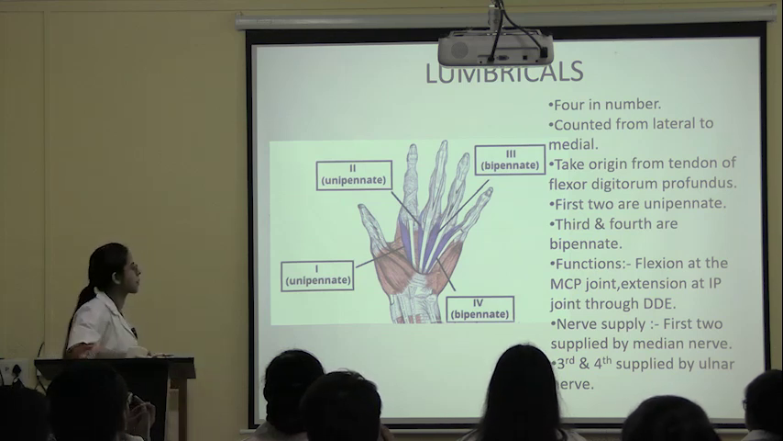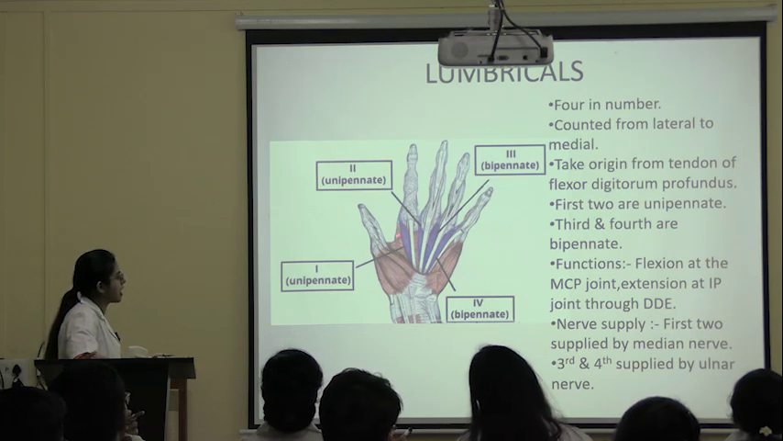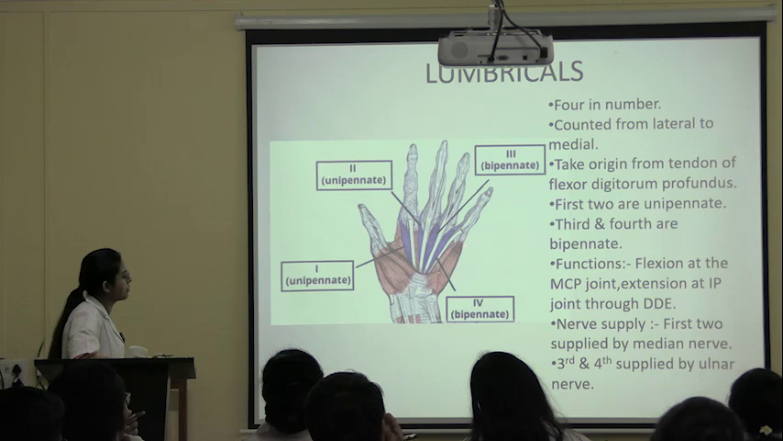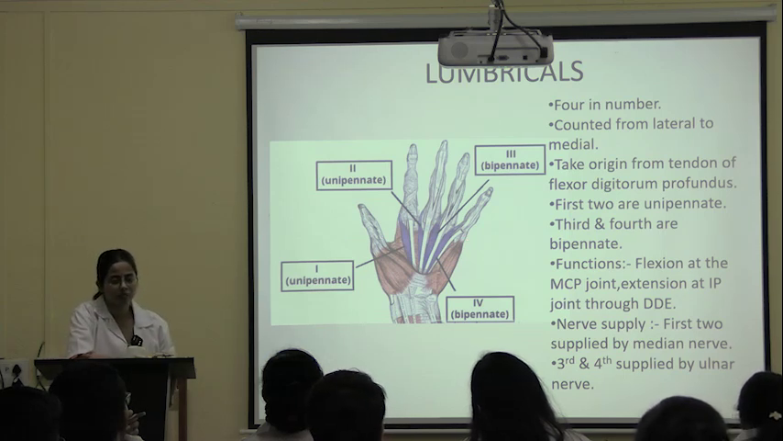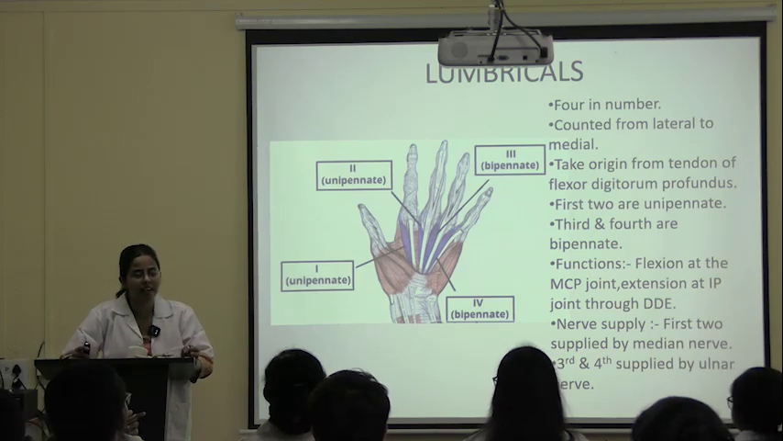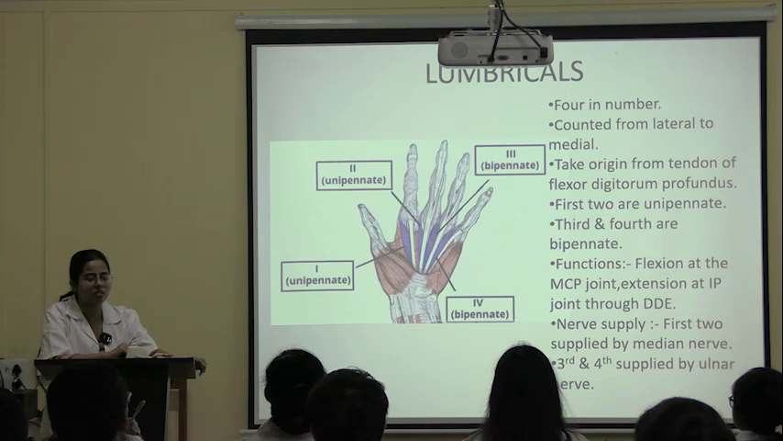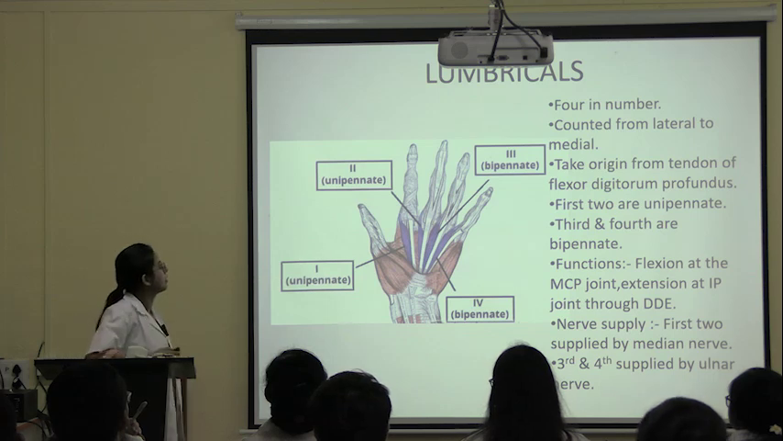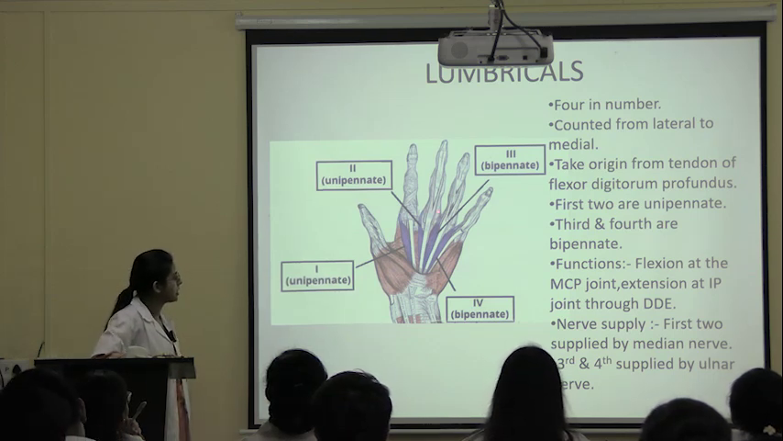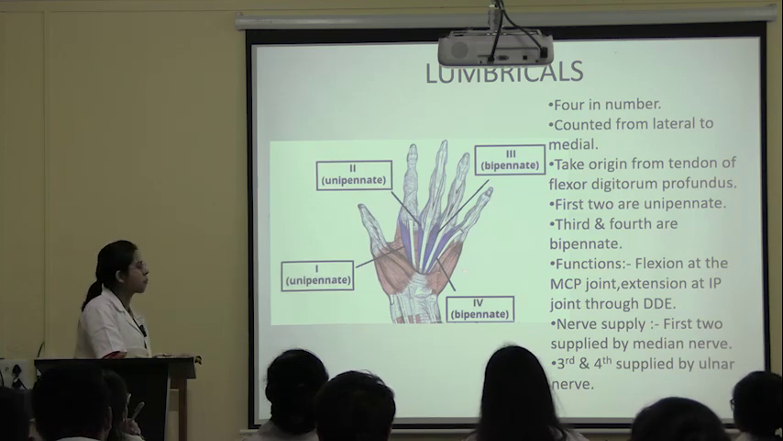Now you can see the nerve supply. The first two are supplied by the median nerve and the third and fourth are supplied by the ulnar nerve. Thenar muscles are supplied by the median nerve and adductor pollicis is by the ulnar nerve. Hypothenar muscles are supplied by the ulnar nerve. Palmar interossei, dorsal interossei: yes, deep branch of the ulnar nerve. And lumbricals: first two by the median nerve and third and fourth by the ulnar nerve. Okay, we'll remember.